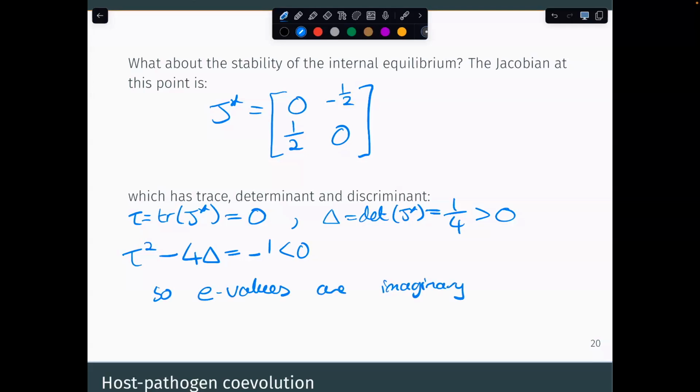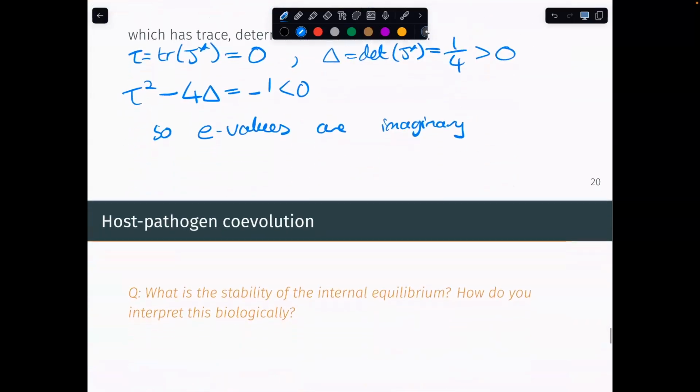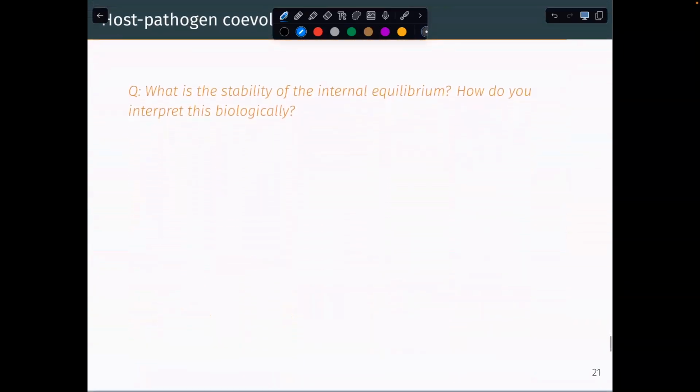One could also see this if you just tried to solve the characteristic equation directly. You would end up with lambda squared plus 1/4 is equal to 0. Okay, so our eigenvalues are imaginary. Can anyone remember what that means in terms of dynamical systems? Circles in this case. Yeah, so they're neutrally stable.